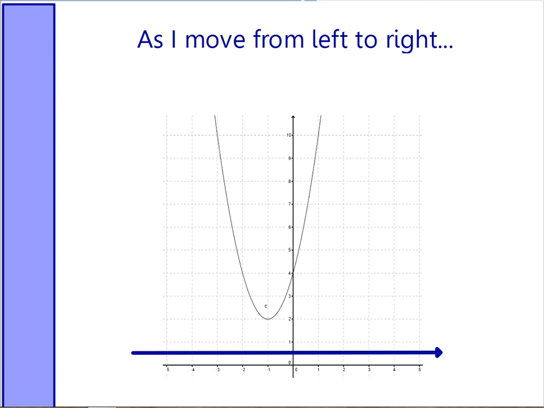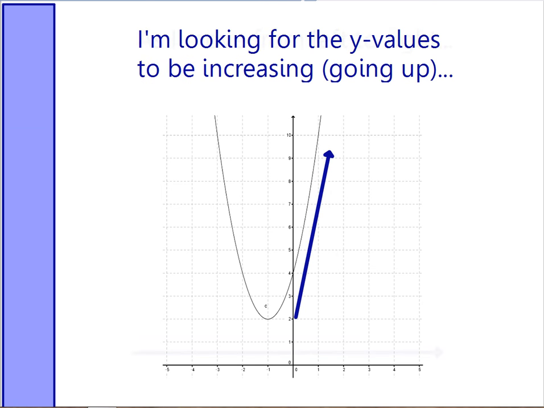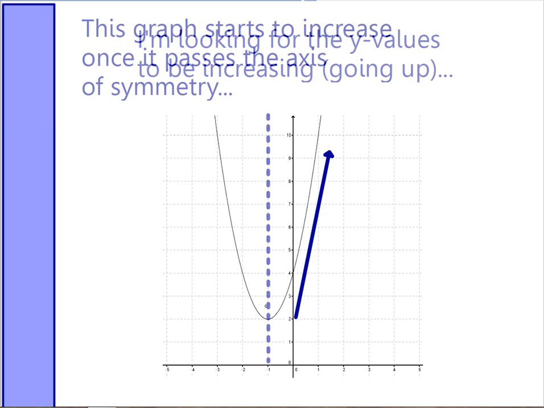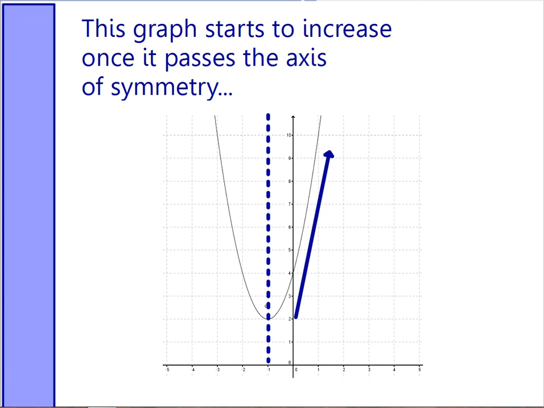So as I move from left to right, I'm looking for where my y values are increasing, or going up. And in this parabola, it's the right half of my parabola, right? Remember, we're always moving from left to right like I read a book. And so this is the part of the graph that we consider going up. So let's take a look at what x values there are on this right-hand side of the graph. The graph starts to increase the very moment it passes that axis of symmetry, right?